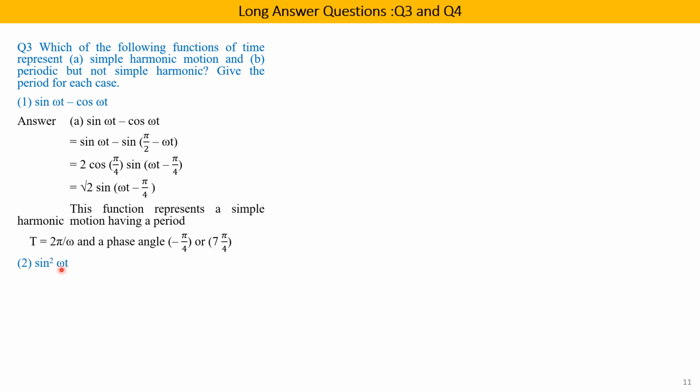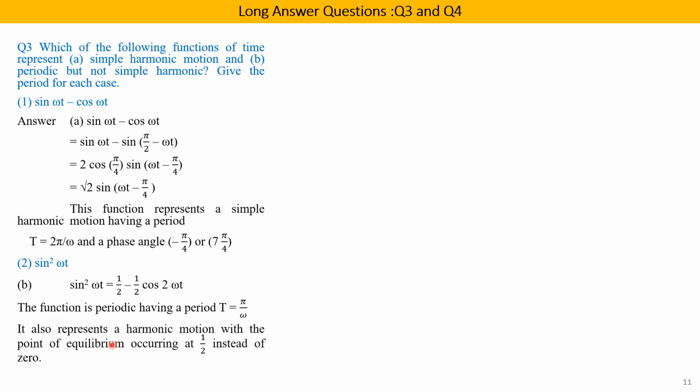Next part is sin squared omega t. Sin squared omega t can be written as half minus half into cos 2 omega t. So this is a periodic function having a period capital T equal to pi by omega. It also represents a harmonic motion with the point of equilibrium occurring at half instead of 0.